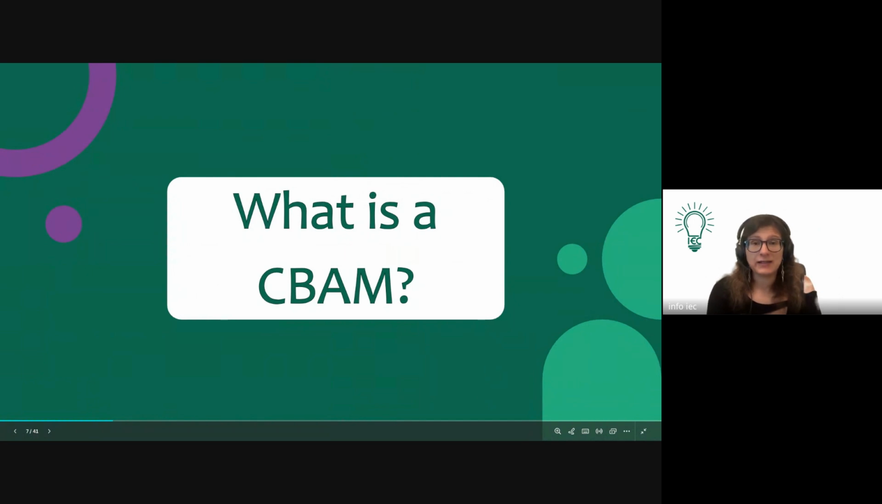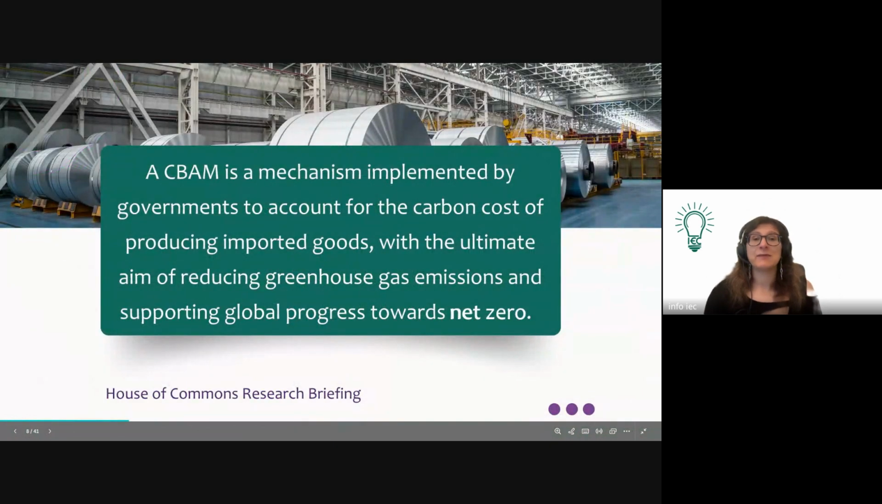Start us off, what is a carbon border adjustment mechanism? It's a mechanism implemented by governments to account for the carbon cost of producing imported goods with the ultimate goal of reducing greenhouse gas emissions and supporting global progress towards net zero.